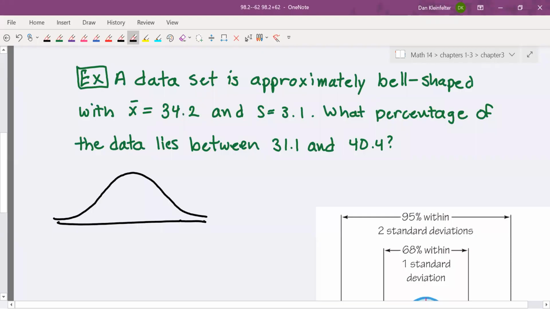All right, so here's one for you to try. Here it says the data set is approximately bell-shaped with a mean of 34.2 and a standard deviation of 3.1. We want to know what percentage of the data lies between 31.1 and 40.4. So you should pause the video and try this yourself. You want to draw the bell curve and then label the mean and then the upper and lower limits, the 40.4 and 31.1, and try to figure out how many standard deviations above and below the mean those are, and then refer to that empirical rule to help decide what percentage of the data lies in that interval. So pause the video and give that a try.